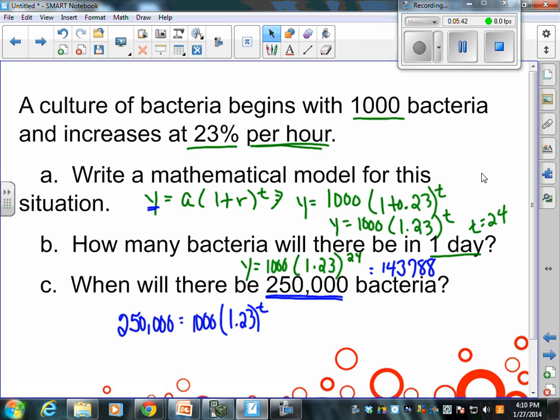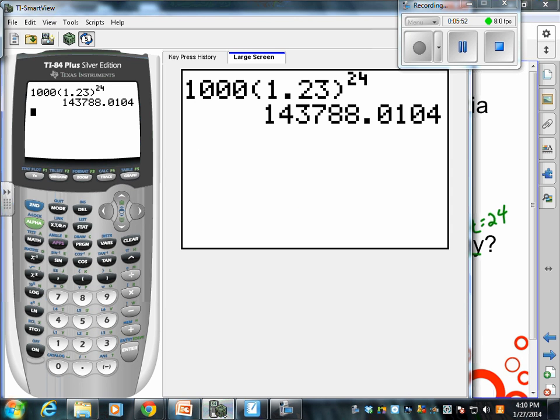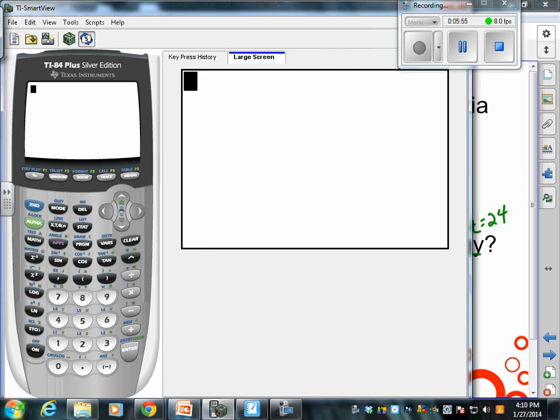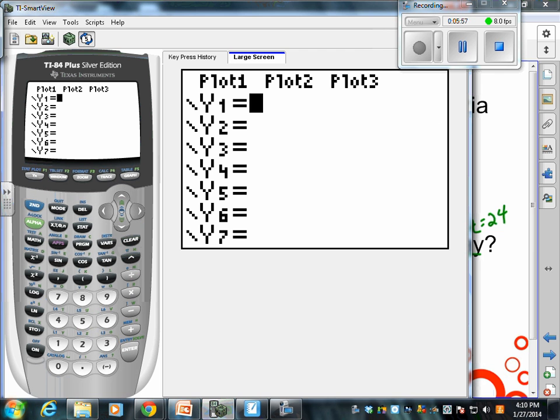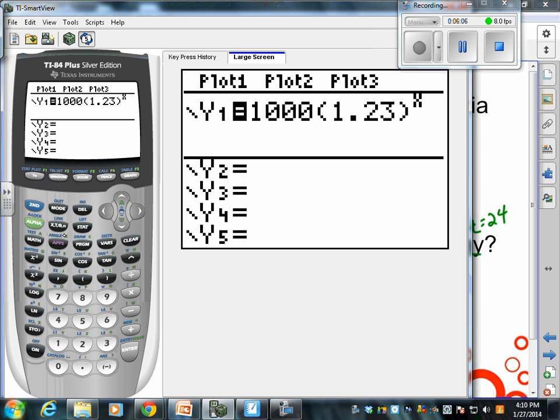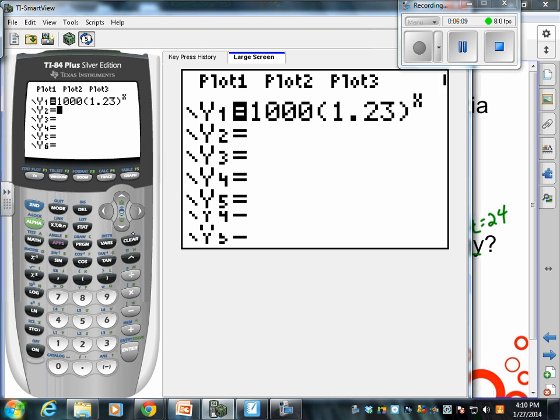Now remember that to solve these equations, we use our graphing calculator. And I normally put the side with my variable in y1, and the other side in y2. So let's go through the steps with the calculator. So go to y equals. In y1, I'm going to put 1,000 times 1.23 to the x. I don't want to change the variable, we'll just leave it as x. And then in y2, I'm going to put the number that I'm looking for, which is 250,000.